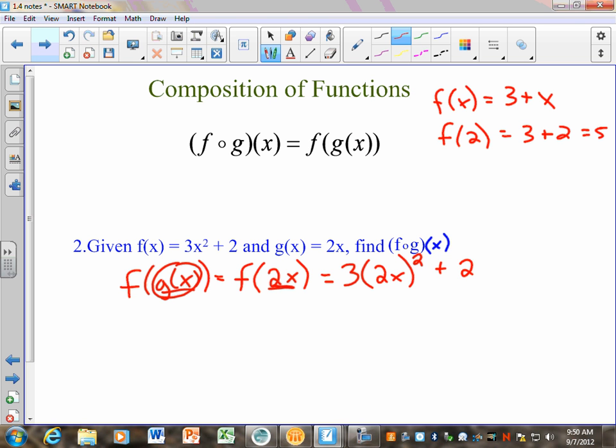So then we just have to make sure we remember our order of operations here. We're not going to take 3 times 2 first. You have to do your exponents first before you multiply. Right? So I would get 4x squared plus 2. Now I can multiply, and I would get 12x squared plus 2.